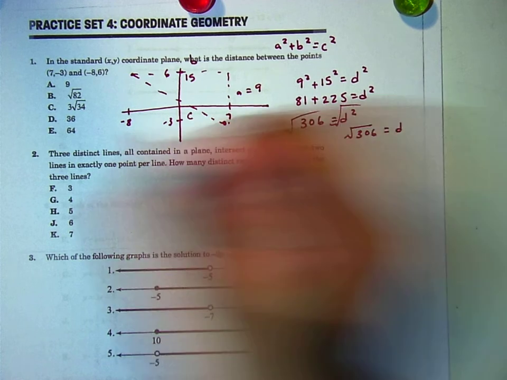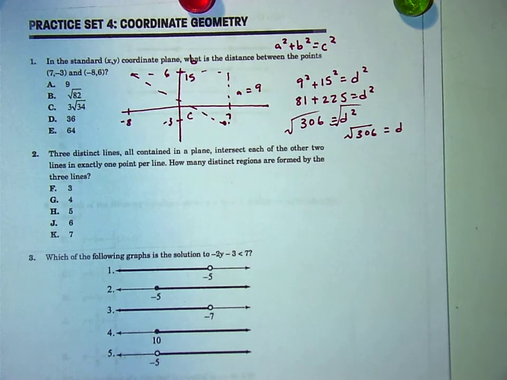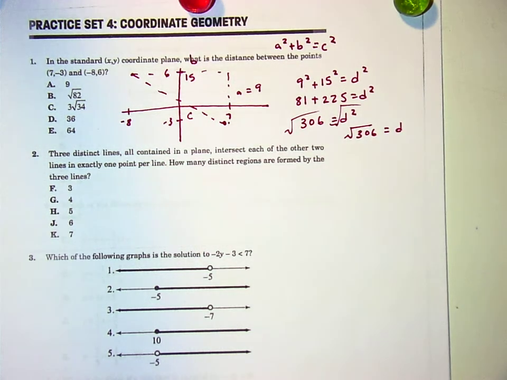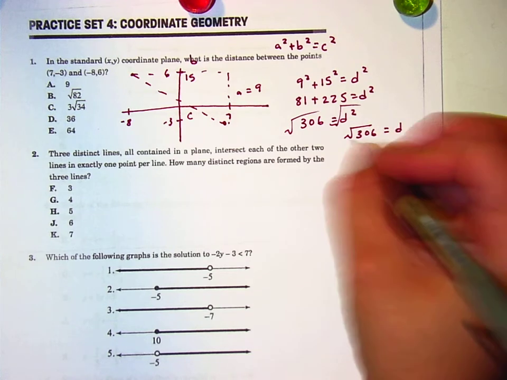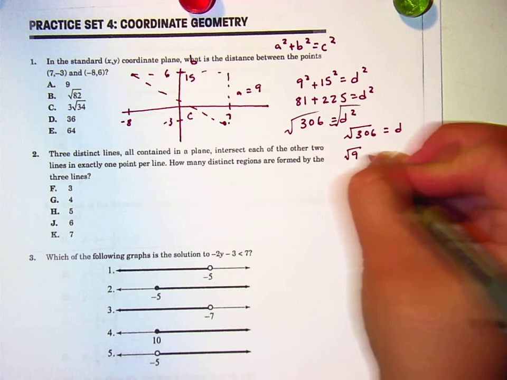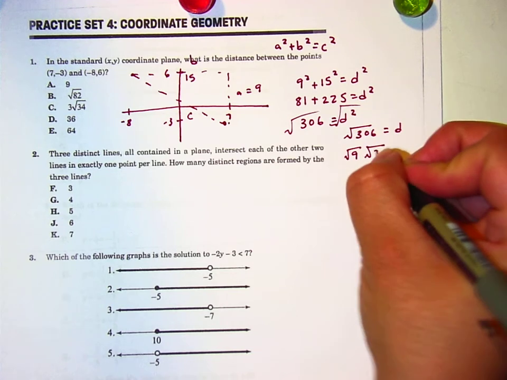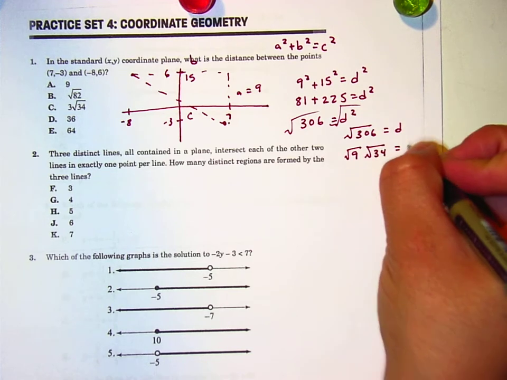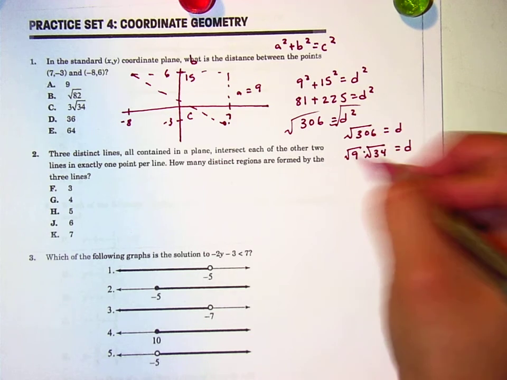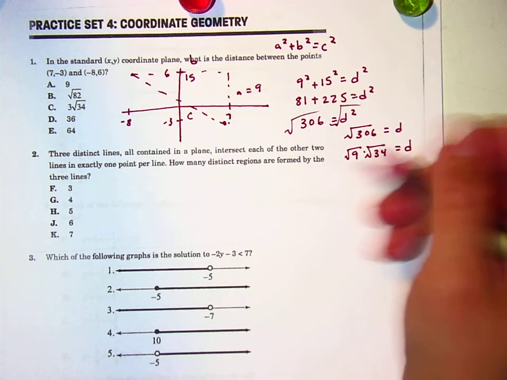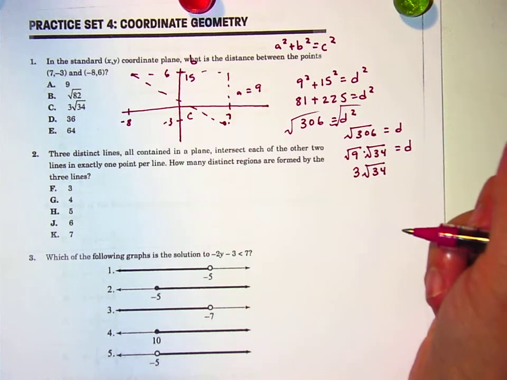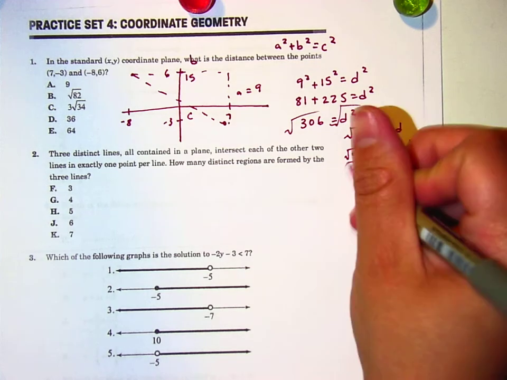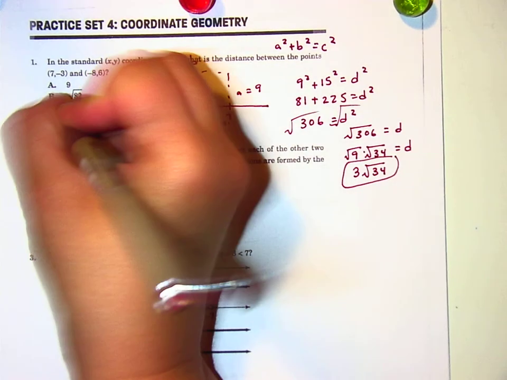Now, none of these answers is the square root of 306. So we have to simplify the radical, which is a fancy word for a square root. You try to find a perfect square that goes into it, and it turns out that the square root of 9 times 34 is equal to 306. So I just split it up into 2, because 9 times 34 is 306, and the square root of 9 is 3, times the square root of 34. Okay, so that is the actual answer, which is C.